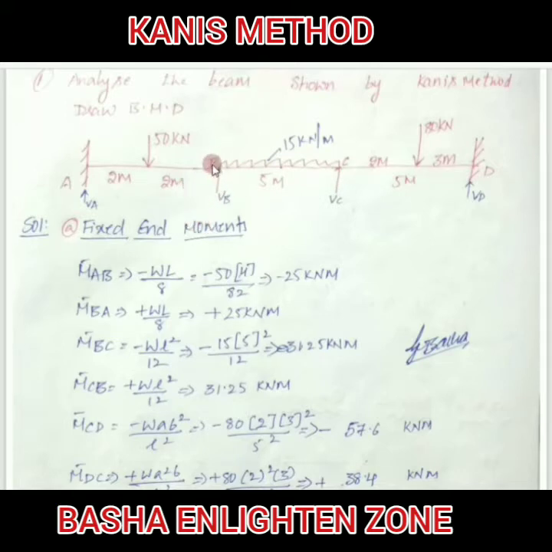Next member, which is BC. I am at position B and I am seeing the far end condition, that is C. So for the far end, here is an intermediate fixed support, so our condition will be I by L. What about I here? There will be no property given here. That is the reason I equal to I and L equal to the length of that particular span, 5.